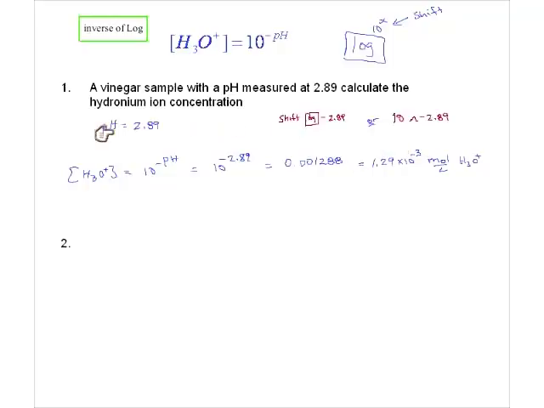Absolutely, because the pH is 2.89, right? This is 10 to the power negative 2.89. So it's going to be somewhere around negative 3. So I should be able to figure out and estimate my answers.